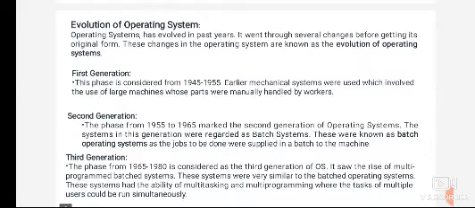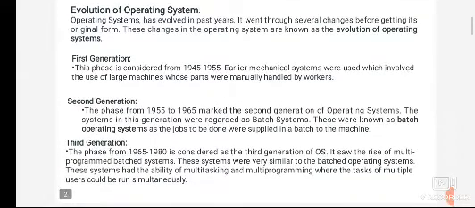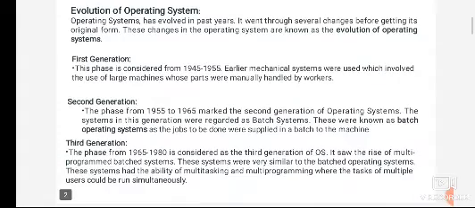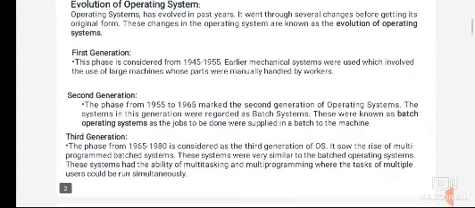Evolution of Operating Systems. Operating systems have evolved in past years. They went through several changes before getting their original form. These changes in the operating system are known as the evolution of operating systems. The first generation consisted of the period from 1945 to 1955. Earlier, mechanical systems were used, which involved the use of large machines whose parts were manually handled by workers.